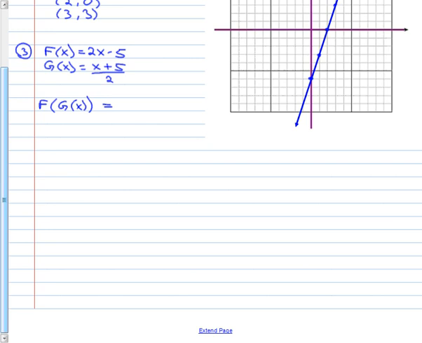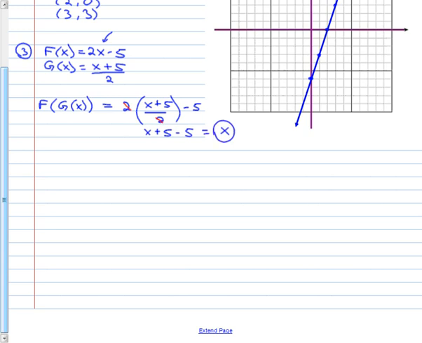So f of g of x says take the g function and place it into the f function. So it'll be 2 times my g function, x plus 5 over 2, and then we'll continue the f function minus 5. So if I multiply by my 2, they would cancel. I get x plus 5 minus 5, which simplifies to x.